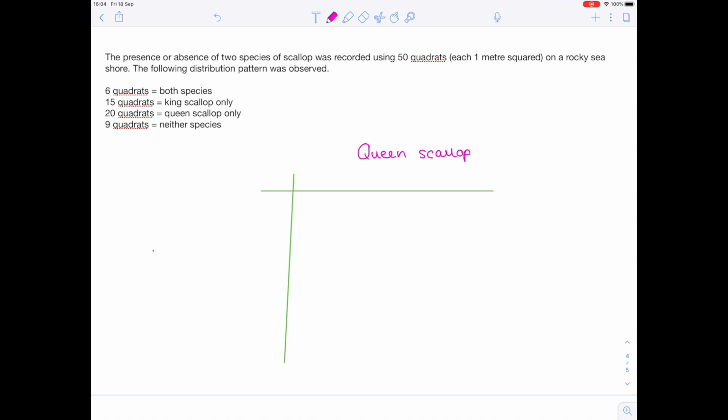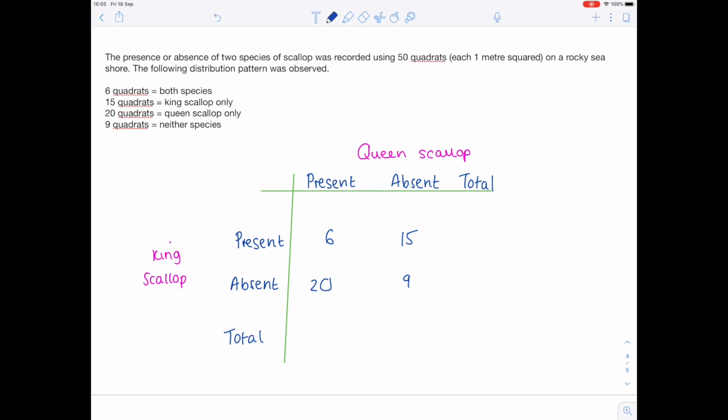So queen scallop along the top, king scallop along here. So we said that 6 quadrats contained both species. King scallops featured in 15 by themselves, whereas that number was 20 for the queen scallops. 9 quadrats contained neither, and now we're totaling up. So we can see that overall 50 quadrats measuring 1 metre squared each were counted.